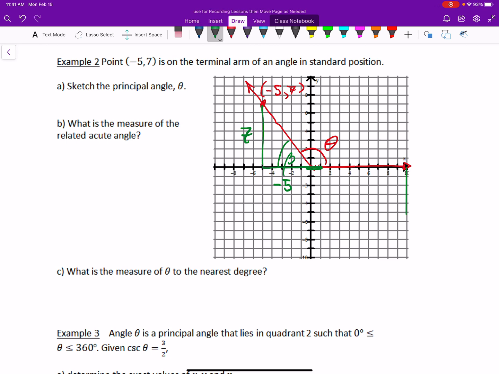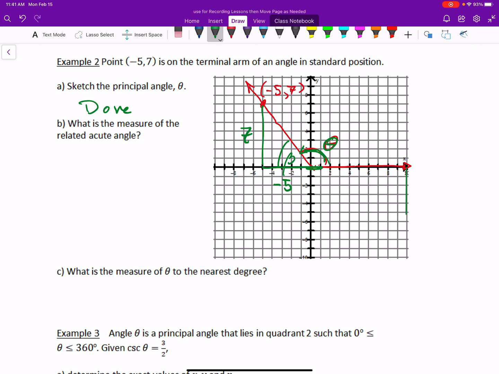Maybe I should read what the question's asking before I go any further. Sketch the principal angle theta. All right, done. Here it is here, right? I already measured it there. There's theta. What's the measure of the related acute angle? So beta, we call the related acute angle beta.